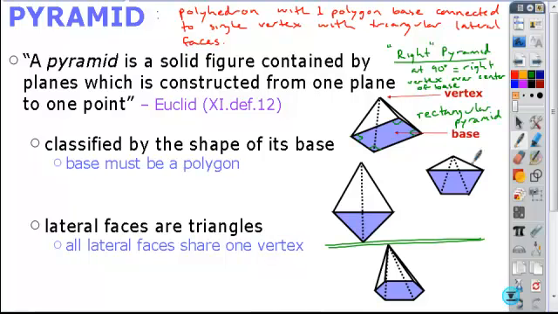All right, so what would be the name of this pyramid? What shape is its base? Trapezoid, so this would be a trapezoidal pyramid. And then what would this example be? Triangular pyramid.